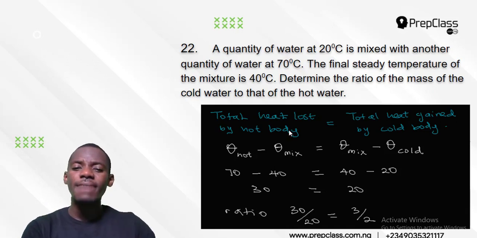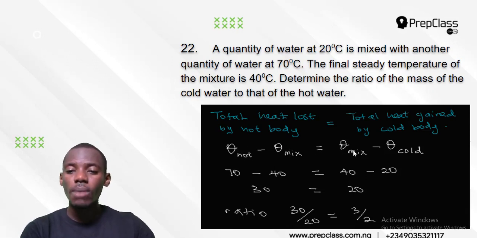You must do it this way: temperature of the hot minus the temperature of the mixture equals temperature of the mixture minus the temperature of the cold. Now what is the temperature of the hot water? That's 70 minus the temperature of the mixture, 40. Then the temperature of the mixture is 40, then the temperature of the cold is 20. 70 minus 40 is 30, and 40 minus 20 is 20. Then what's the ratio?